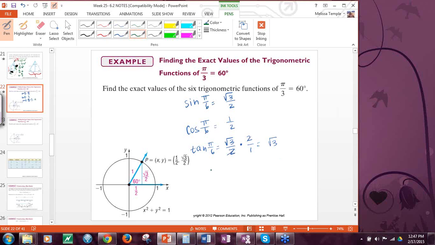And let's go ahead and find our reciprocal values. Cosecant at pi over 6 is 2 over the square root of 3. Can't have square root in the denominator, so rationalize that denominator. Multiply top and bottom by square root of 3. So I get 2 root 3 over 3 is my cosecant value. Secant at pi over 6, reciprocal of 1/2, which is just 2. And cotangent at pi over 6, 1 over the square root of 3. And again, rationalize that denominator, multiplying both top and bottom by the square root of 3. And I get the square root of 3 over 3.